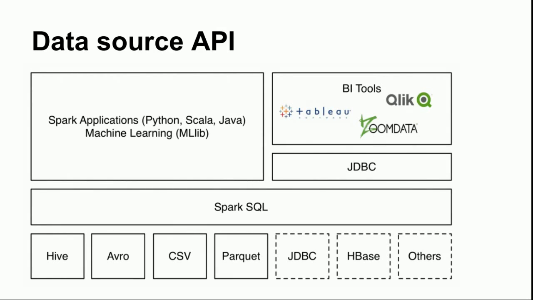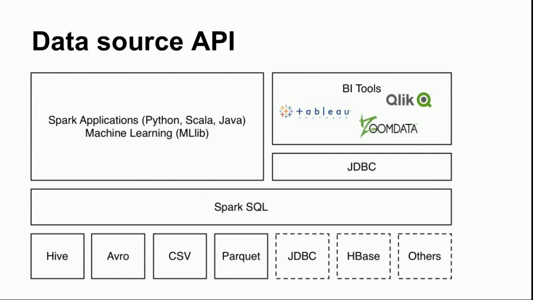Now, what is the use? If you see this picture, there are two kinds of worlds. One is a wide variety of data sitting in different places. For example, there is structured data sitting in Hive, Avro, CSV, Parquet, maybe in your RDBMS, HBase, etc. Which means you have a lot of sources of data where they have structure.